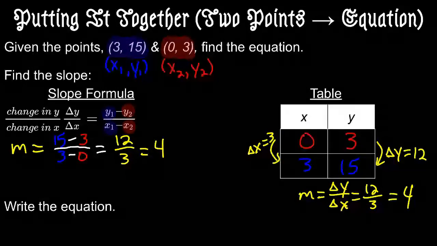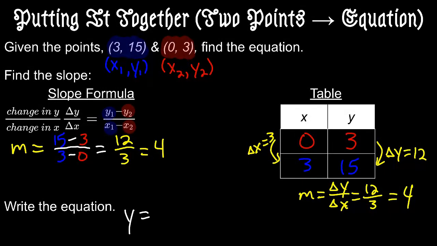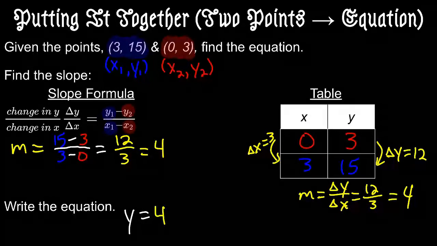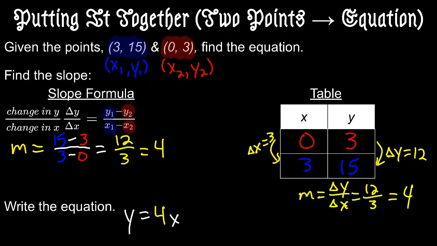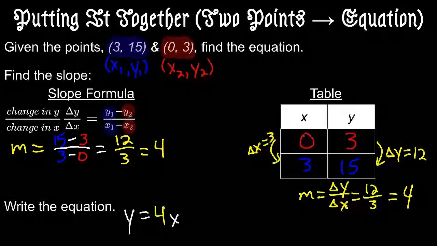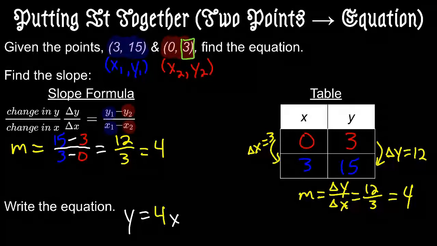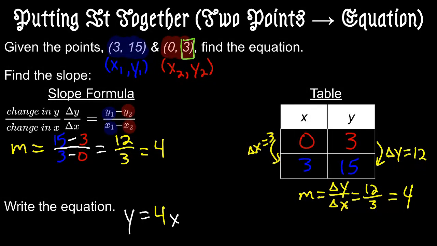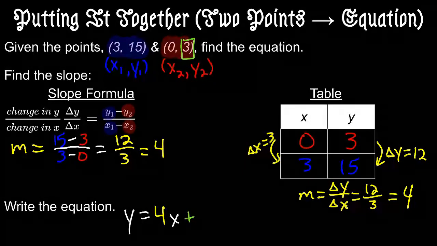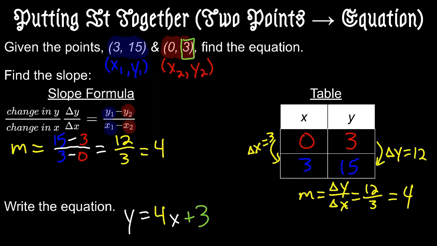For the equation, y is equal to 4x, and then our y-intercept is the y value when x is 0. Since it's a positive 3, this will be plus 3. Questions?